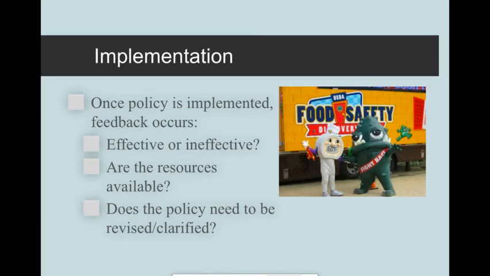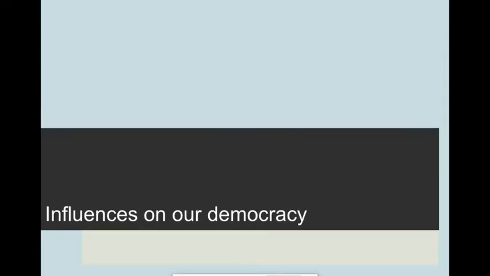So, all right, the implementation. All right, once we implement it, feedback is really important. Okay, was it effective or ineffective? Are the resources available? All right, and does the policy need to be revised and clarified? And this is a lot of what Congress does and deals with, especially the bureaucratic portion of the executive branch, because they're the ones executing the laws passed by Congress.